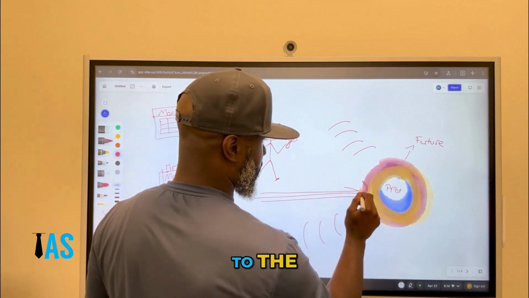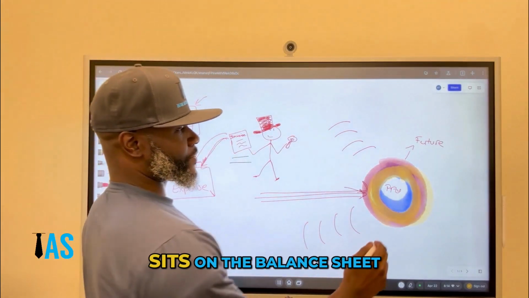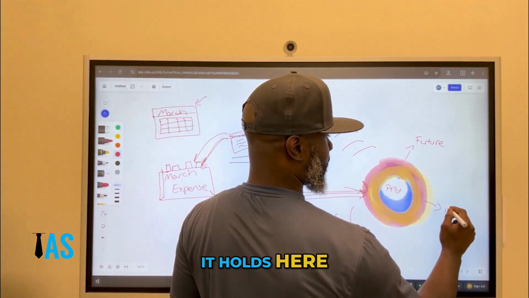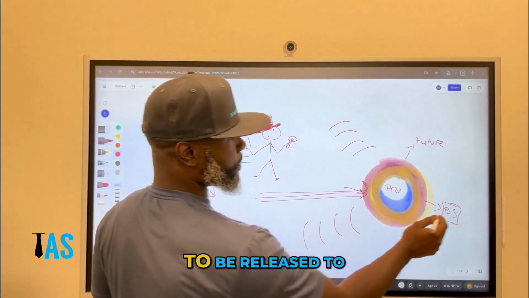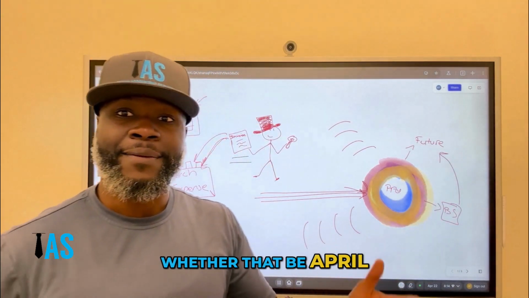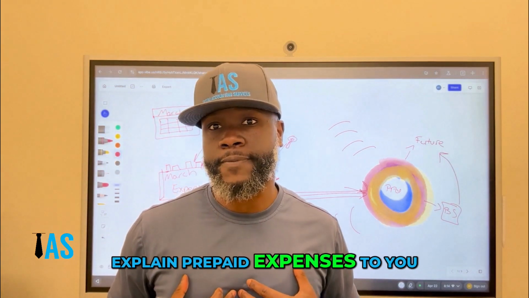Send those things that do not relate to March, and that's for a future period, to this prepaid portal. That prepaid portal, I would tell you, sits on the balance sheet, and so it holds them in this account called prepaid expense, to be released to the appropriate future period, whether that be April, May, and June. That's how I would explain prepaid expenses to you.